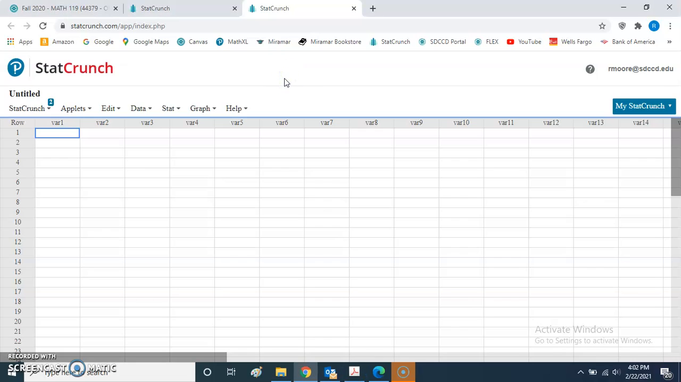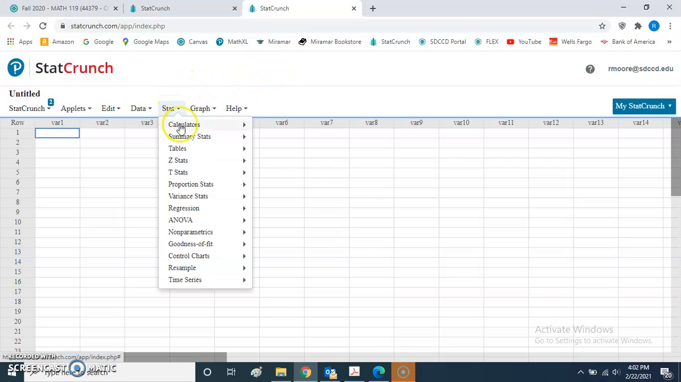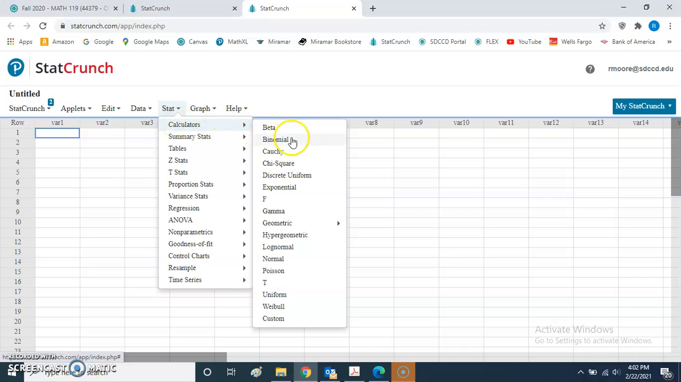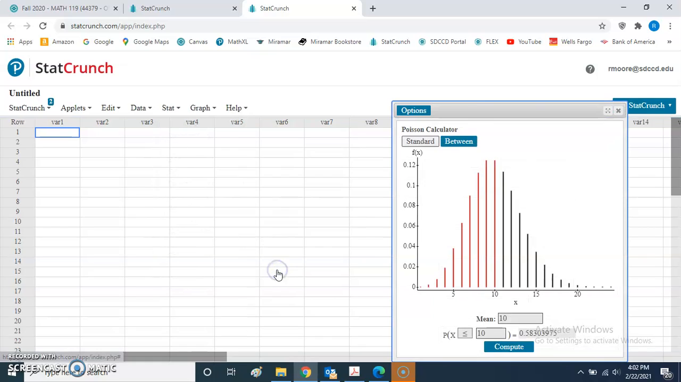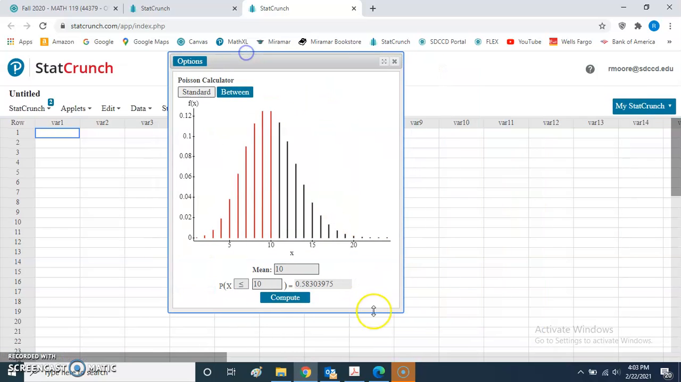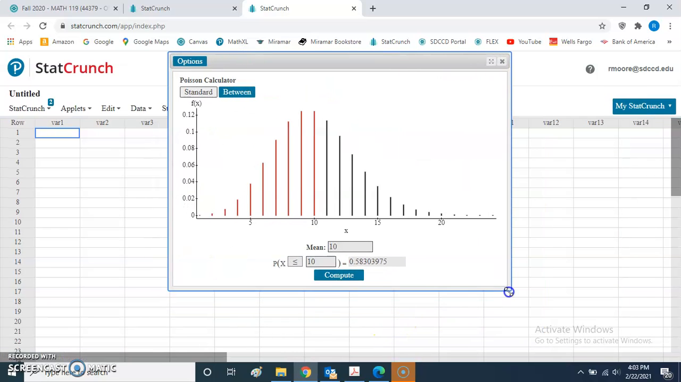So here I am. I have clicked on Open StatCrunch, and I'm looking at my blank spreadsheet. Again, to see all the calculators, I'm going to go to Stat, and then right there is Calculators, and we notice we did the binomial before, but now we're going to scroll all the way down to the Poisson. And we've got our Poisson calculator here, very, very nifty. Again, it gives us the option of standard or between. We're just going to leave it on standard.